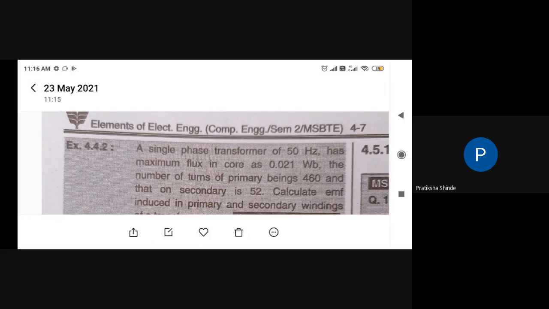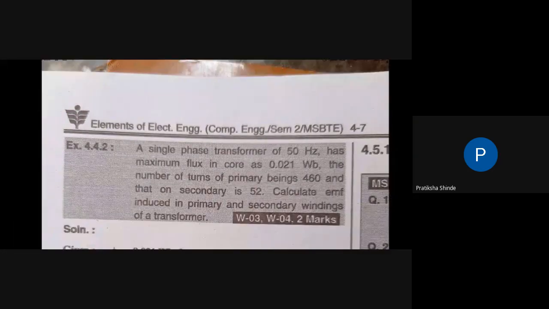The number of turns at the primary is 460 and the secondary is 52. That is N1 is equals to 460 and N2 is equals to 52. Calculate the EMF induced in the primary and secondary winding of the transformer.